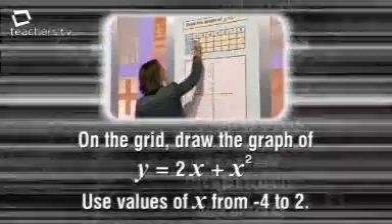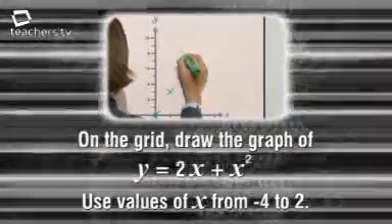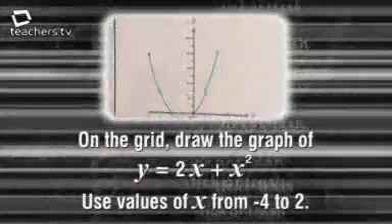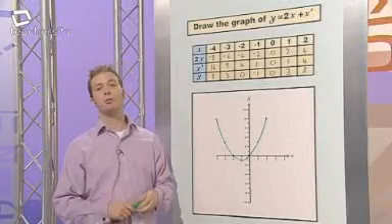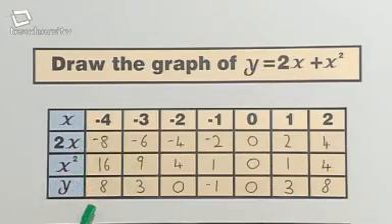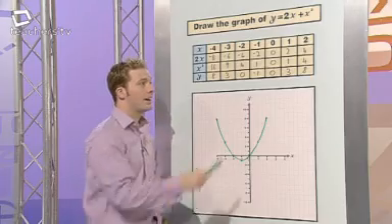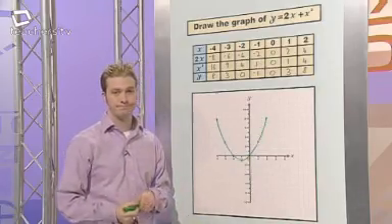On the grid, draw the graph of y equals 2x plus x squared. Use values of x from -4 to 2. First, I completed the table of values to work out the points for the graph. The points I plotted were (-4, 8), (-3, 3), (-2, 0), (-1, -1), (0, 0), (1, 3), and finally (2, 8), which gave me this curve-shaped graph like this.